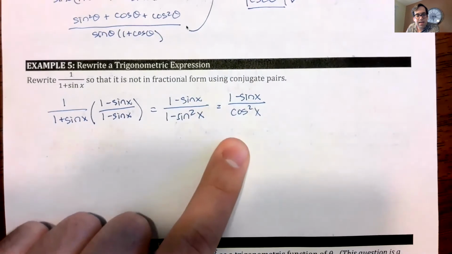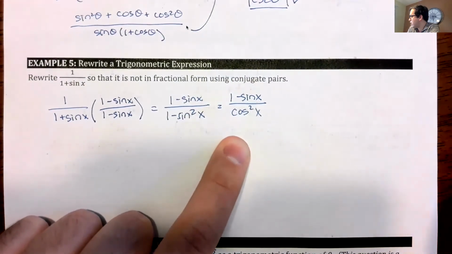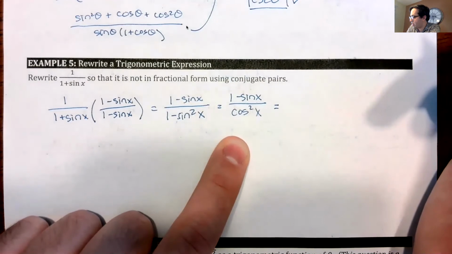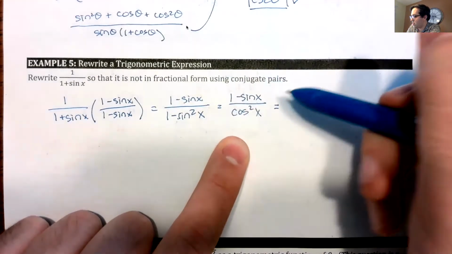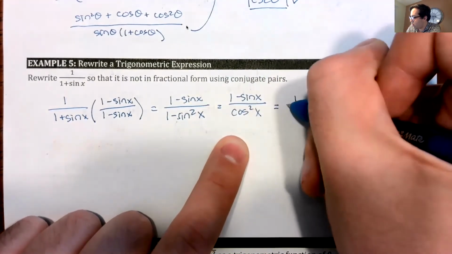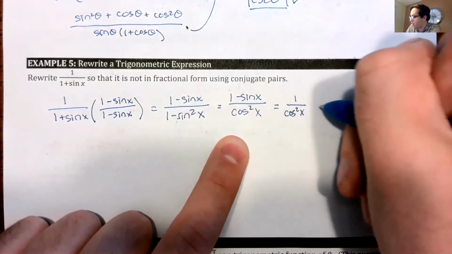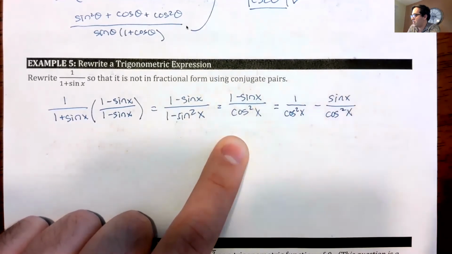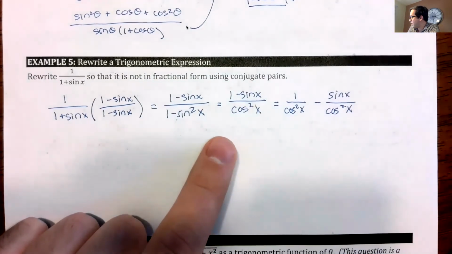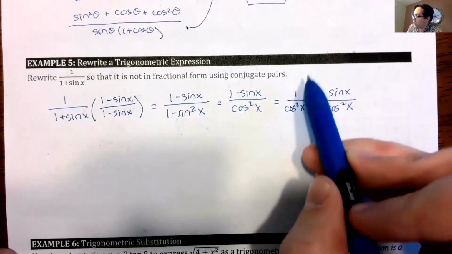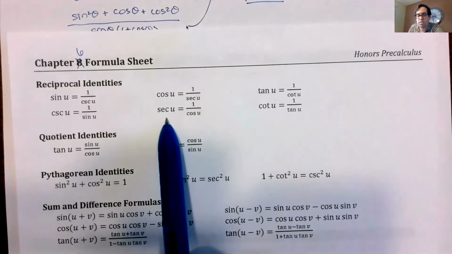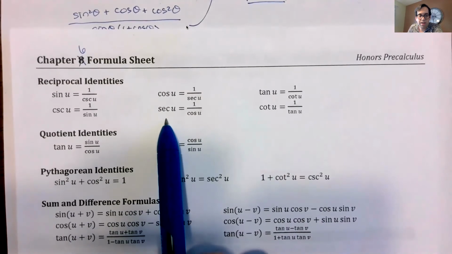And then let's see, what next? We don't want this to be a fraction anymore. I think it might work out okay if we separate the numerator into 2 different fractions. So we're going to get 1 over cosine squared x minus sine x over cosine squared x. And I did that because 1 over cosine is secant. So that's a good sign. We can get rid of the fraction.